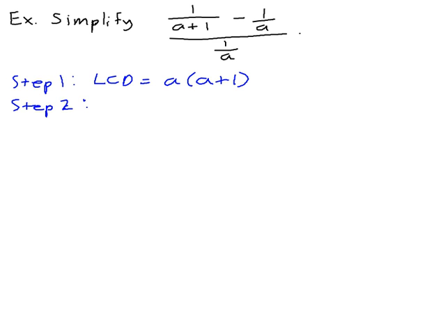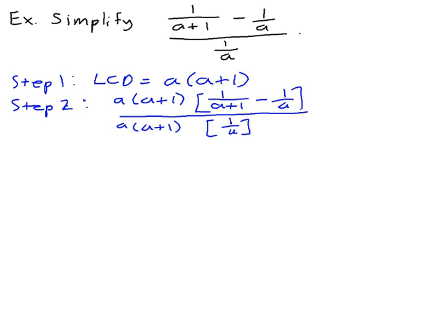Now, moving on to step 2, which is to multiply both the numerator and denominator of the complex fraction by this LCD, we would multiply the top and bottom by a times a plus 1. So we would end up with the following fraction. We now move on to step 3.